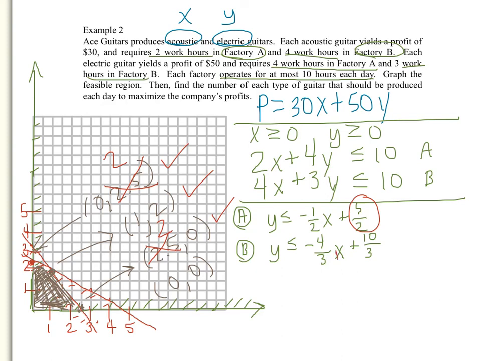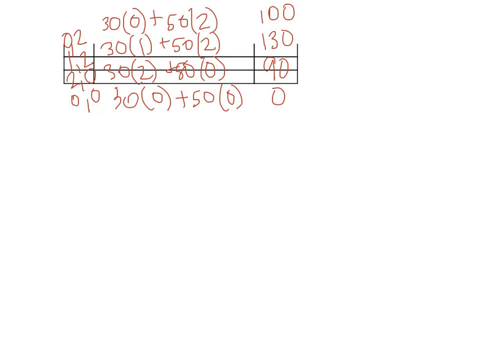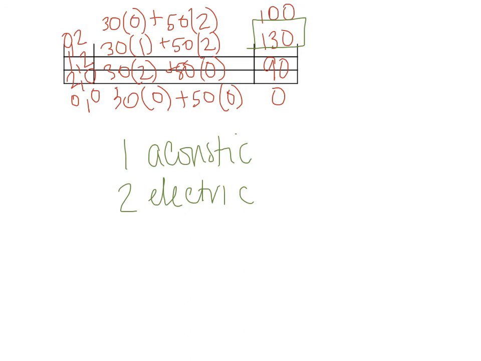So take a second, plug those points into your profit equation, and then we'll compare our results here at the end. All right, so here we are. We've got them all plugged into the table, plugged them into the profit equation, and came up with our maximums and our minimums. I've got 130 as the maximum. To make $130 per day, they need to manufacture 1 acoustic guitar and 2 electric, and they will yield their max profit of $130.